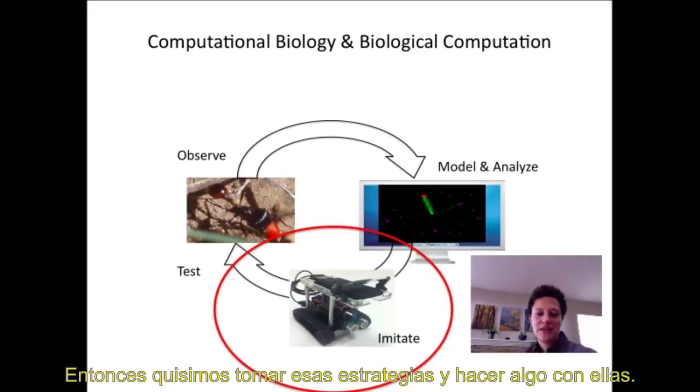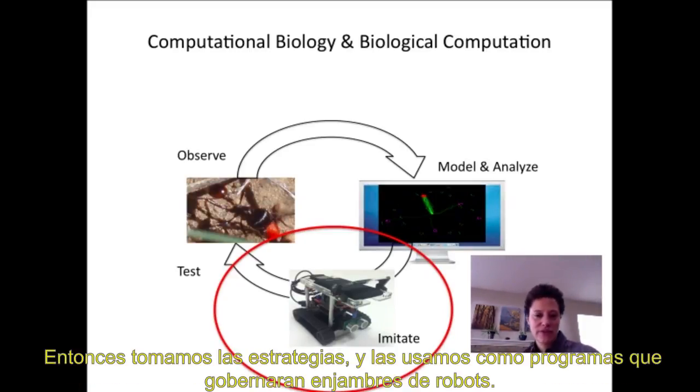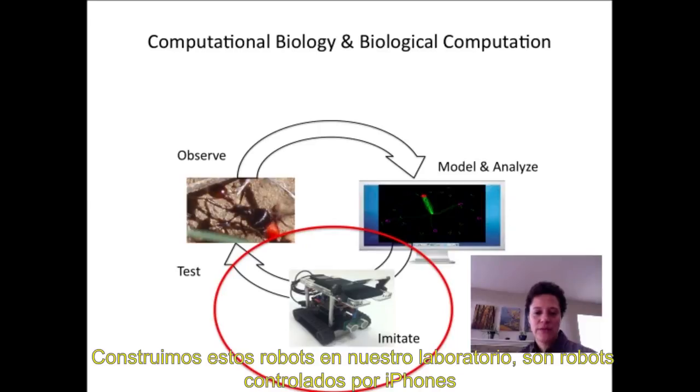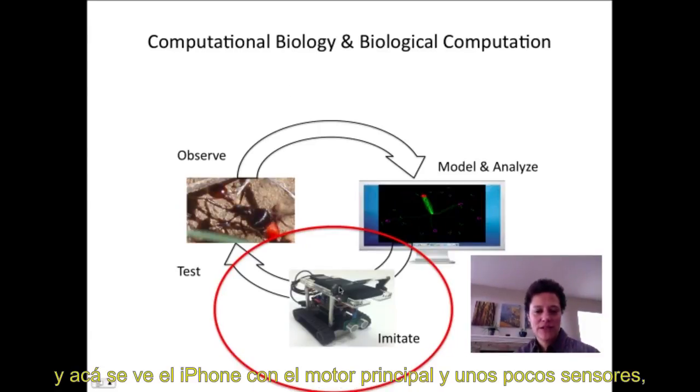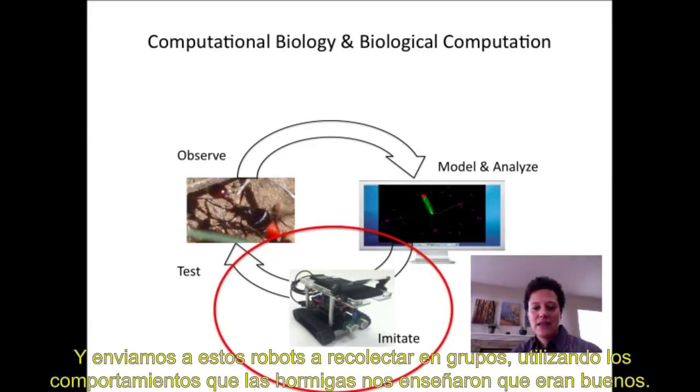So we then wanted to take those strategies and do something with them. This was going to be sort of our final test about whether those strategies really worked. And so what we did is we took those strategies and we programmed them, we used them as the programs that govern swarms of robots. So we built these robots in our labs. These are robots controlled by iPhones. So there's an iPhone up here and a pretty simple motor and a few sensors. And these robots then, we send them out collectively. We have a group of 6 of them, and we send them out to forage using the behaviors that the ants have told us are good foraging behaviors.